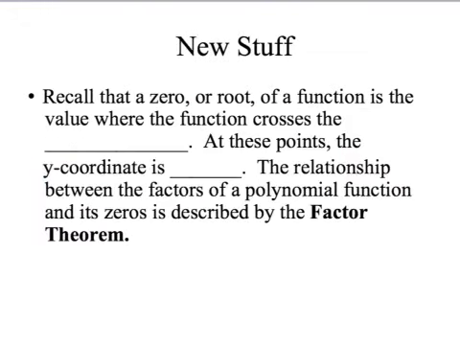Now let's move on to some new stuff. We're going to recall that a 0, or maybe we call it a root, of a function is the value where the function crosses the, hopefully you're all thinking, the x-axis. And at these points, at any of the zeros or any of these roots, the y-coordinate is always 0, because these are x-intercepts.